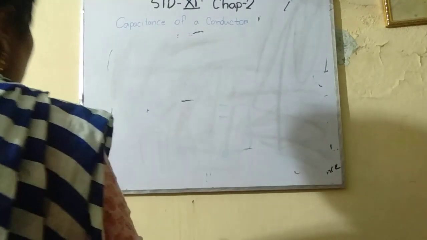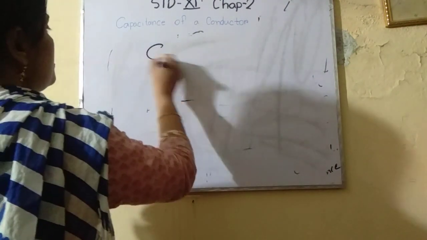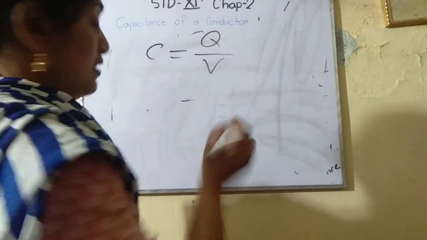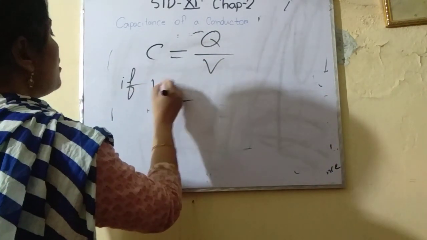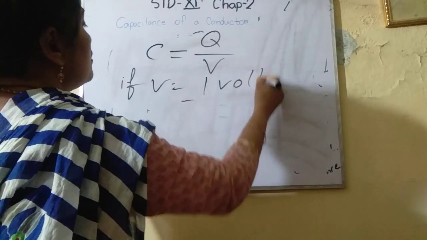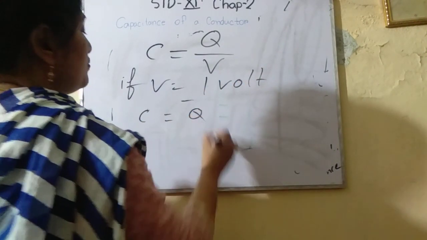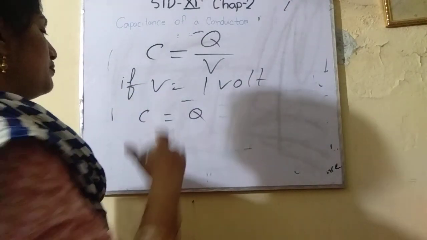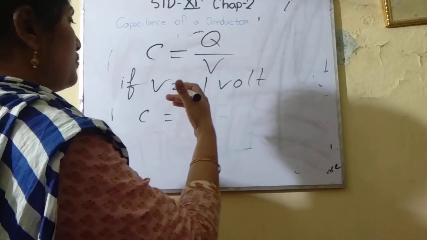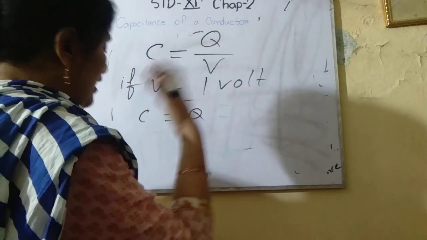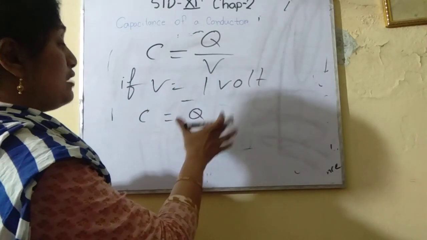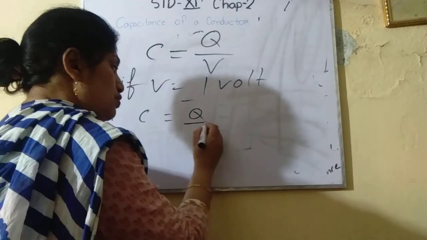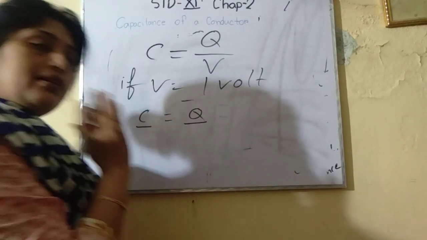So from the equation, I can give the definition of capacitance. That is C equal to Q by V. If V equal to 1 volt, then C equal to what? Q. That means, in order to maintain 1 volt potential difference between the two plates, whatever amount of charge is stored, that is called the capacitance of the capacitor.